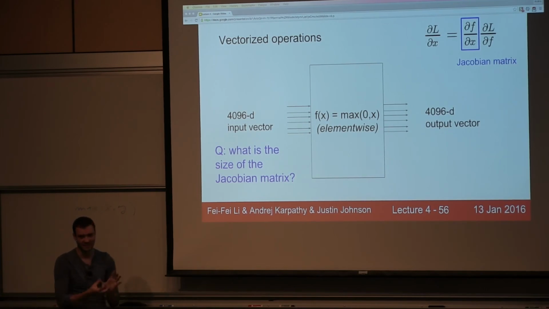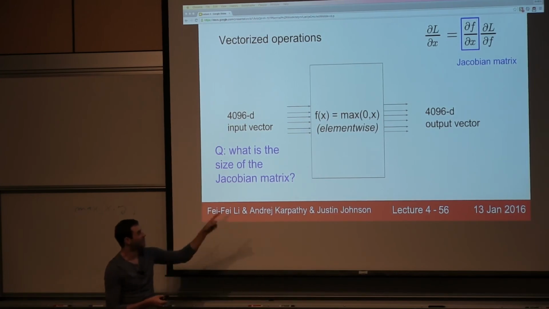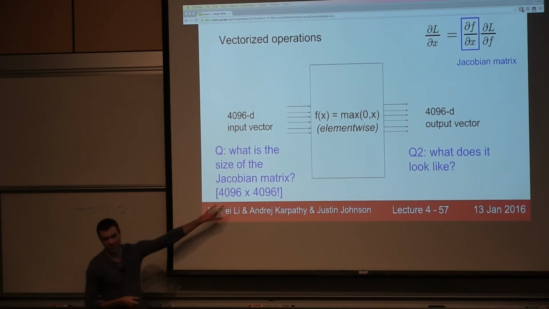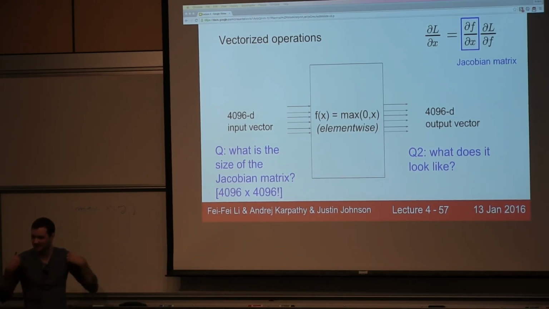(4096 by 4096). In principle, every single number in here could have influenced every single number in there. But that's not the case necessarily, right? So the second question is, this is a huge matrix, 16 million numbers. But why would you never form it? What does the Jacobian actually look like? Wouldn't it, because it's element-wise, just be a vector?